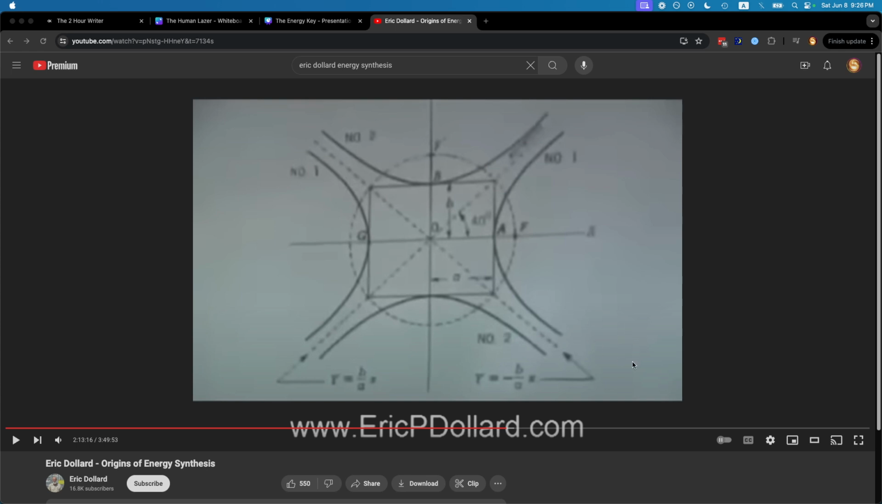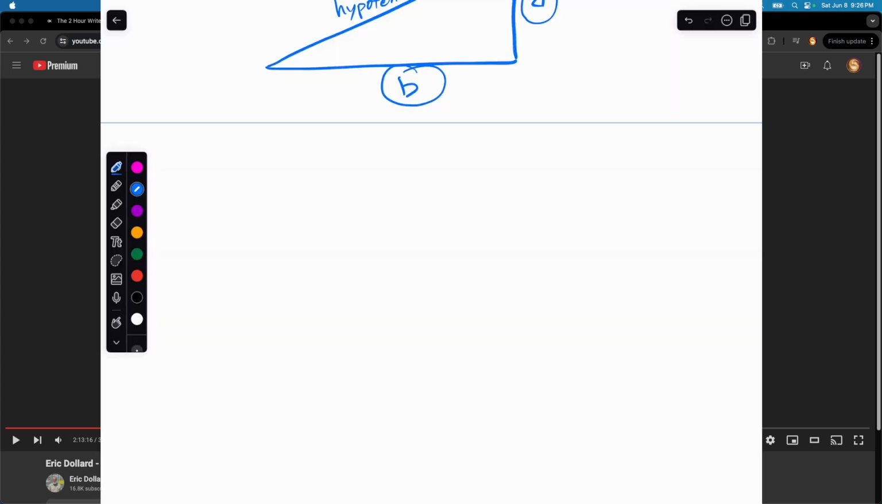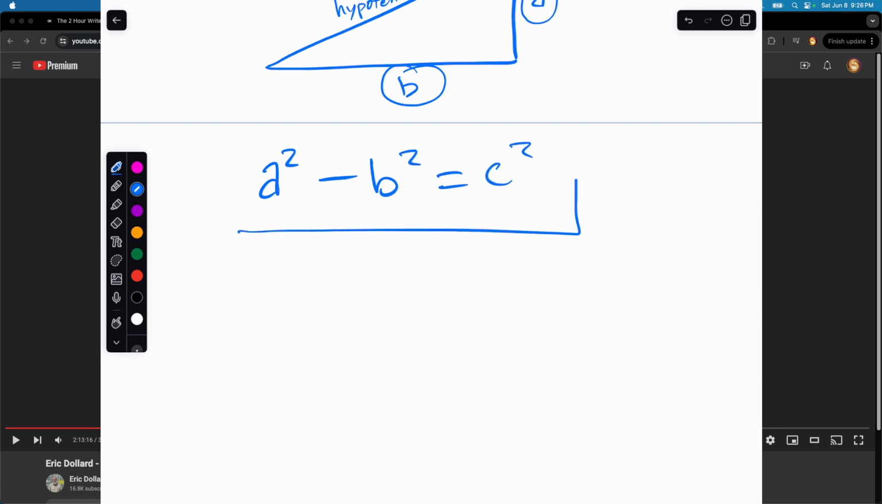Let's go to here. So I believe what he said there was basically a squared minus b squared equals c squared. That would be the difference. The difference equals unity, and unity being the c squared.